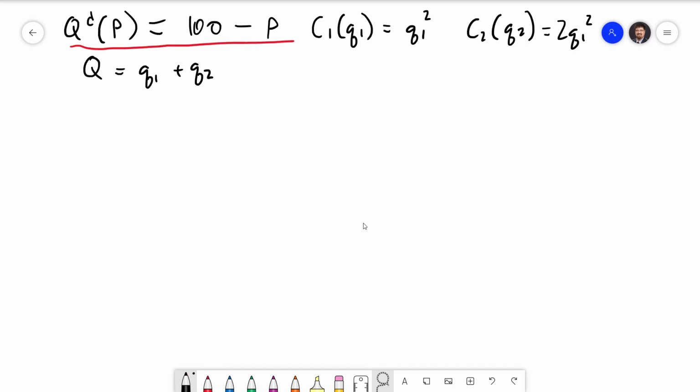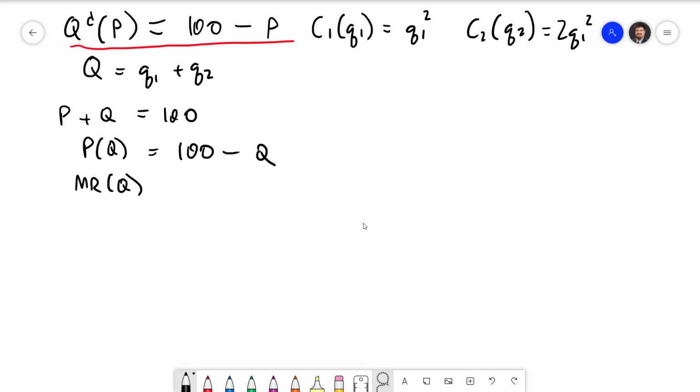If I add P to both sides, I get P plus Q equals 100, and then subtract Q from both sides, I'm going to get my inverse demand function P of Q equals 100 minus Q. Since the slope is 1, I did not have to divide this by anything, but you might have to in one of your problems. Next, I'm going to find the marginal revenue function.